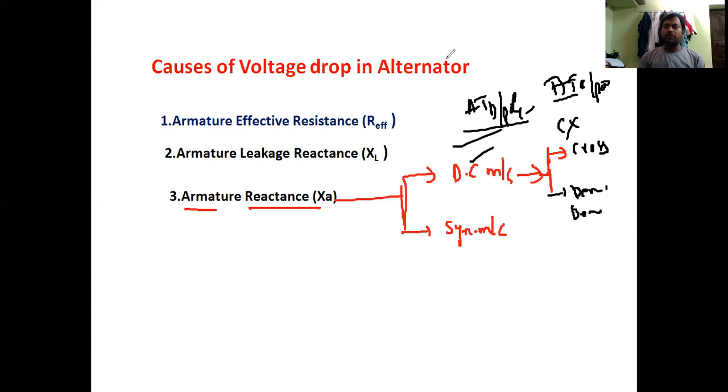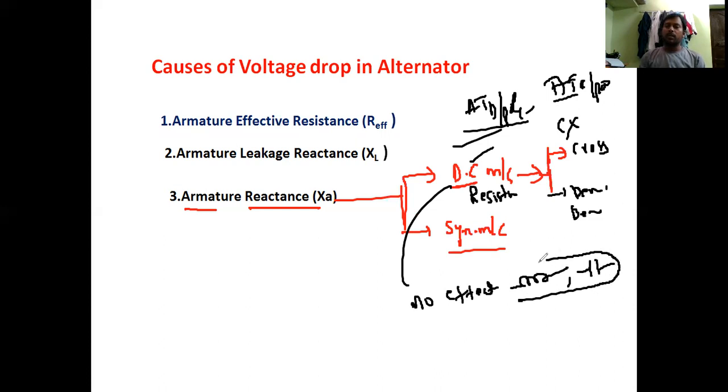But if you take alternators or synchronous machines, whatever it may be, DC machines are only resistive in nature, with no effect of inductor and capacitor. Because of the non-availability of inductor and capacitor, only the cross magnetization effect takes place, and the effect of inductors and capacitors is neglected in the case of DC machines.